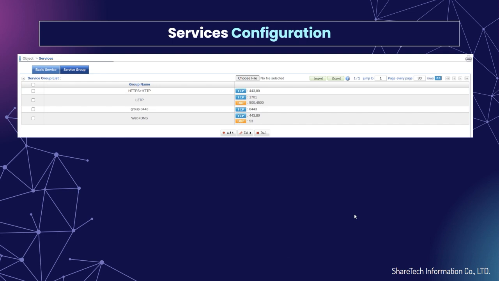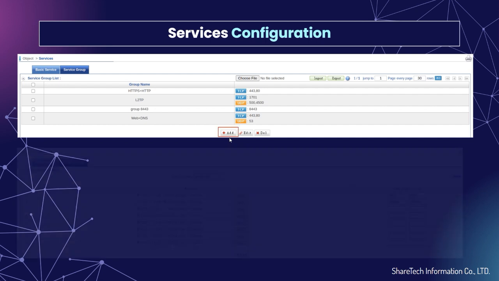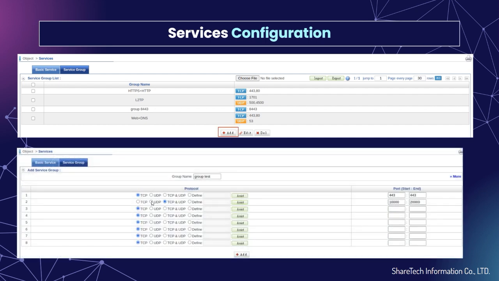How do we set up a service group? You can find the function here, and you can click Add to create a service table. On the left, you can choose a protocol, and on the right, you can set a single port or a range of ports. If you need to configure many ports and the current settings are not enough, you can click More to expand the service table settings.